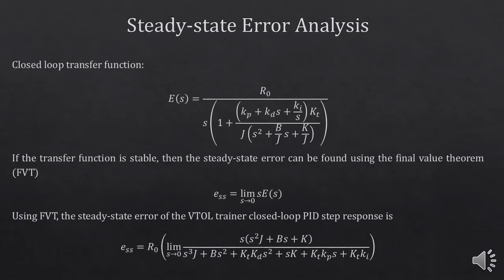This is the closed loop transfer function of the VTOL system. You have already studied this transfer function. If the transfer function is stable, then the steady state error can be found using the final value theorem. So by using final value theorem, the closed loop PID step response will be equal to this equation. Here J is the moment of inertia, B is the viscous damping coefficient, K is the stiffness. Similarly, KT is the thrust torque constant, KD, KP and KI are the controller gains.